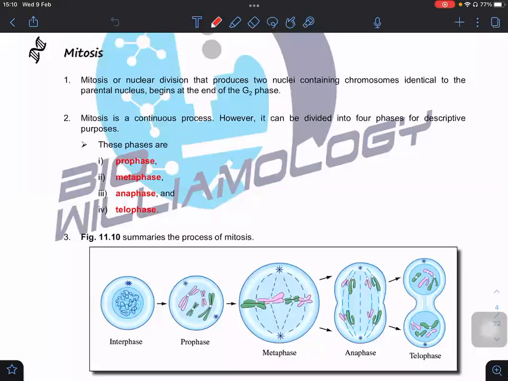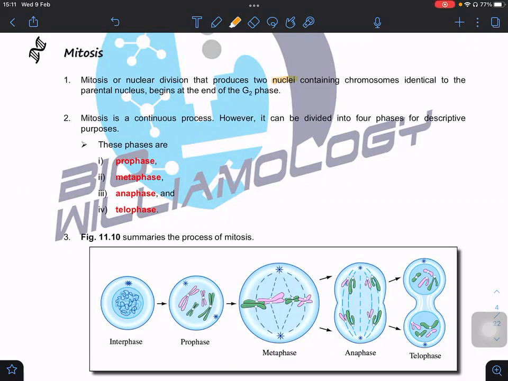Okay, so mitosis basically we want to produce two nuclei, not two cells. Be careful, guys. We don't produce two cells at this moment. We produce two nuclei containing chromosomes identical to the parental nucleus, beginning at the end of the G2 phase.